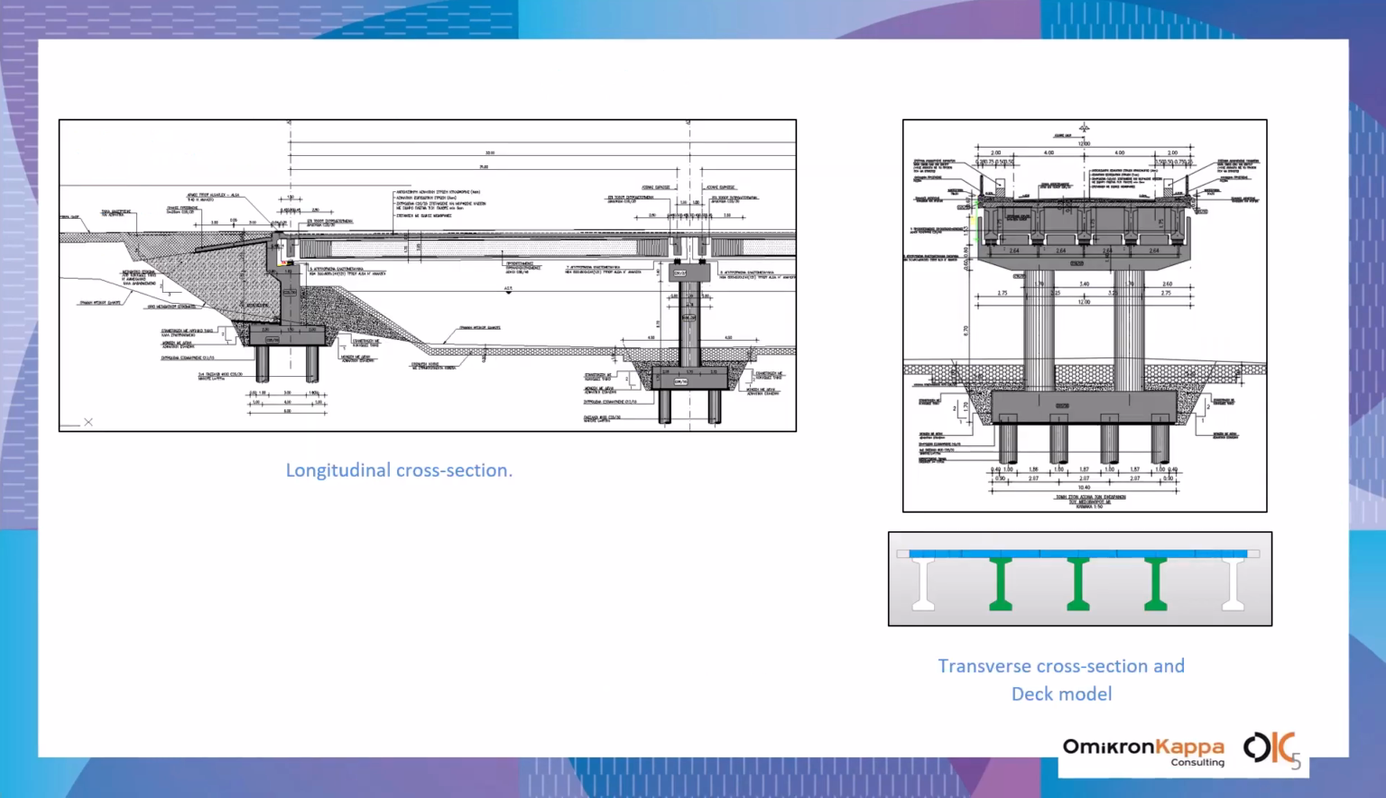Now, some drawings. We have five beams at 2.65 meters center to center. Each beam has a height of 1.75 meters, and on the top we have a deck slab of 0.25 meters depth. The beams are sitting on elastomeric anchored bearings, and also we have two double piers with a diameter of 1.7 meters and a height of 6.7 meters for each pier.